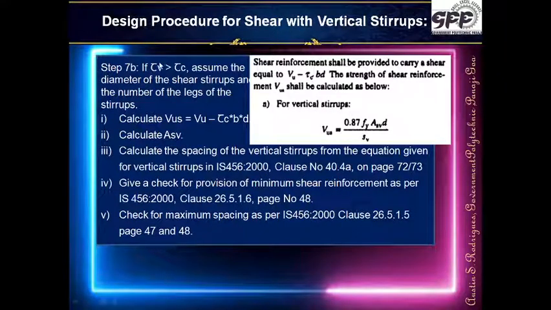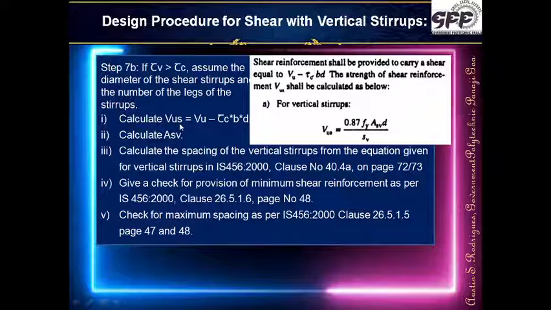Now look at it. Earlier we had a condition when tau V was less than the capability of the beam. Now the value of tau V is greater than the capability of the beam. Then it says assume the diameter of the shear stirrups, because now we are supposed to design the shear stirrups. Earlier it was only minimum shear reinforcement which we provided and the spacing we took care of. Now over here we have to provide the shear stirrups by designing. So assume the diameter of the shear stirrups and the number of legs, and based on that calculate VUS, the load the shear stirrups are supposed to take.